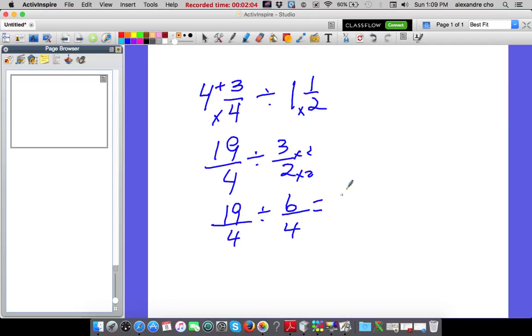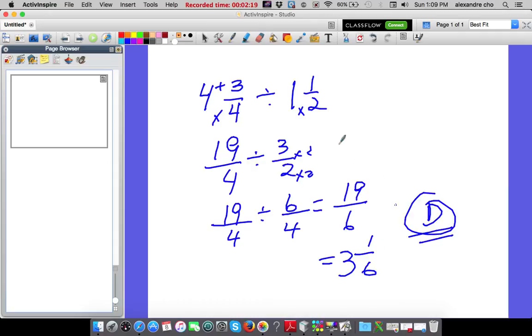Okay, and write that as a fraction, it's always easier. Now ask yourself, 6 goes into 19 3 times, which is 18. 1 left over 6. Final answer, letter D. Okay, 1.5. It's 3 and 1/6 times more. Okay.